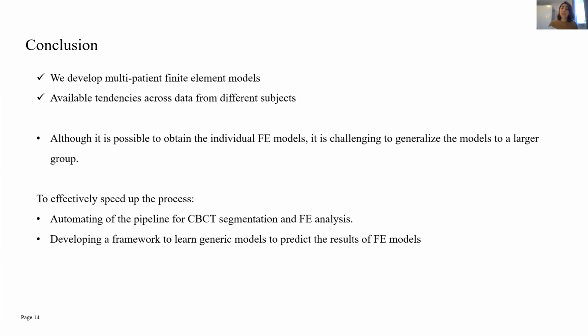And in order to develop such a generalized model, one can try to automate the whole pipeline of CBCT segmentation and also preparing the finite element analysis models. And also one can develop a framework that can learn these generic models and try to predict the results of the finite element models without any requirement for developing these models.